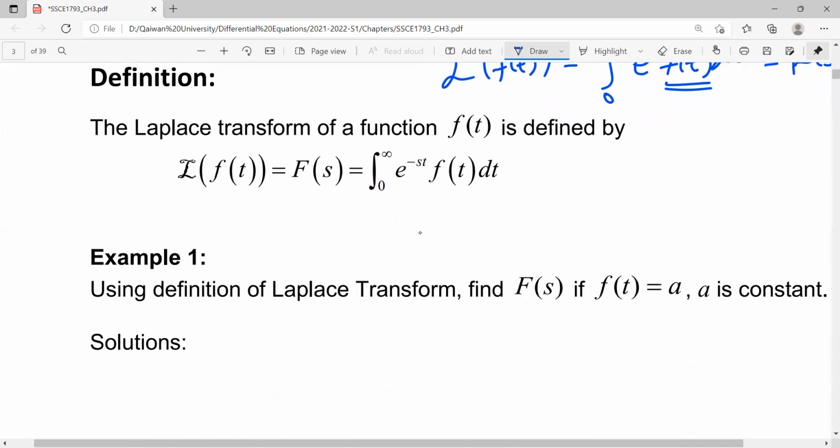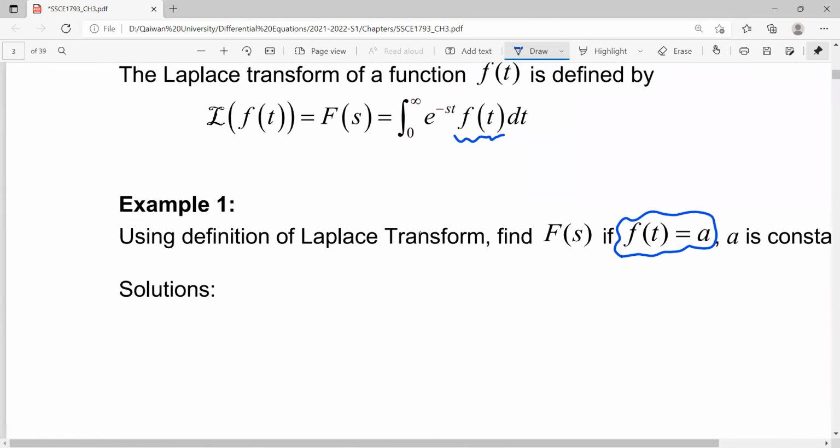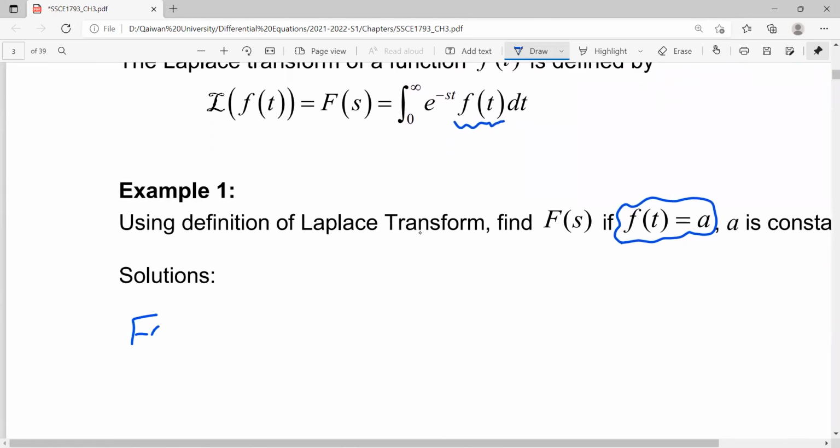Here we have an example. It's a simple example. It says if f of t is a, find the Laplace transform of f of t. Here, we just replace f of t by a. Then we find that integration. We say F of s, which is the Laplace of f of t, equals the integration from 0 to infinity of e to the power minus st times f of t. What's f of t here?